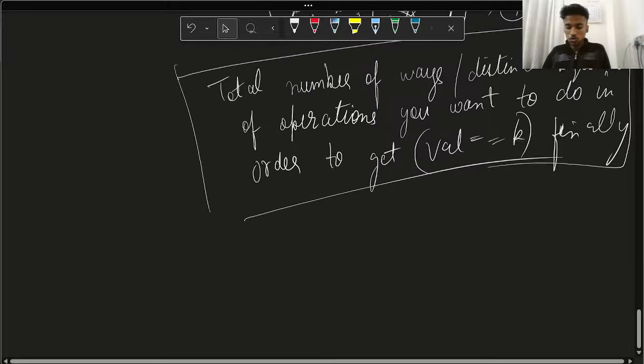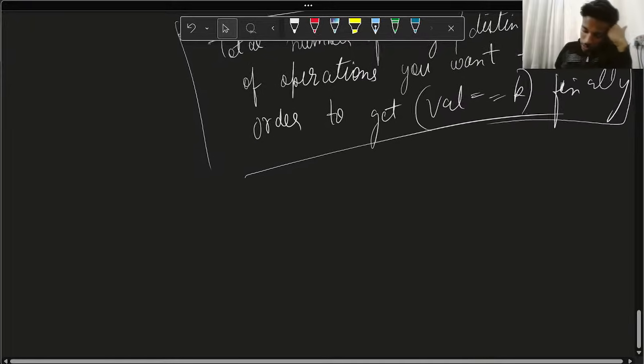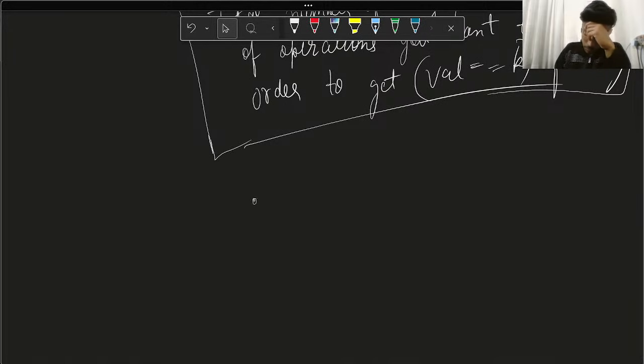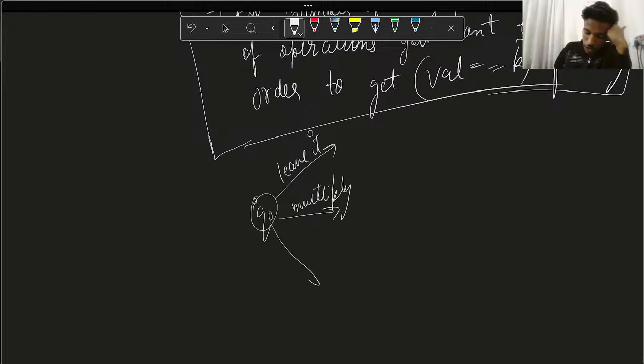Okay, so what can be our approach? Like I have told you in previous videos also, whenever you see options of getting something, at each step you are on a particular state, suppose Q naught. At each step, at Q naught, you have multiple different ways of going. You can either leave it unchanged, or you can multiply it, or you can divide.